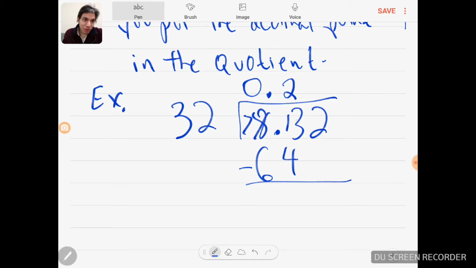I have to borrow 1 from the 7. So I get 13 minus 4. I get 9. And 7 minus 6 gives me 1. I finally bring down the 2. And then I have to kind of figure out, 32 times what number will give me 192?